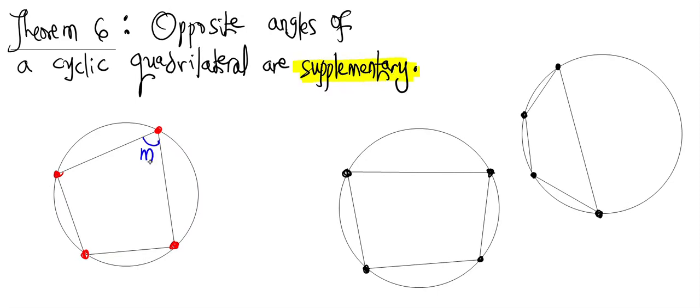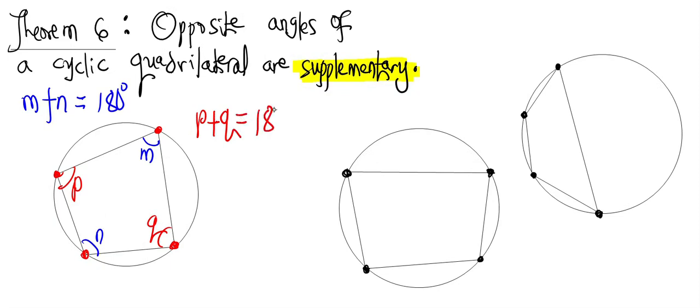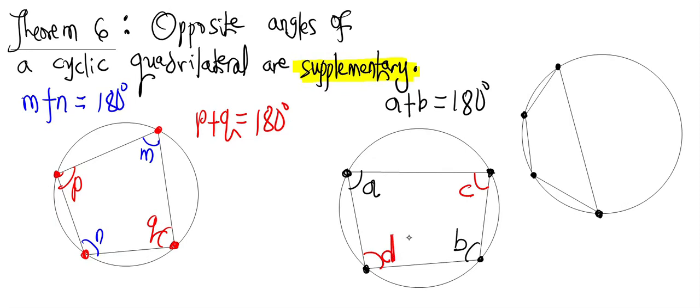So here is M and this is N, opposite. So we can say M plus N must add up to 180 degrees. We have P here and we have Q here, so we say P plus Q must also add up to 180 degrees. Opposite angles. Here this is A, for instance, and this is B. A plus B must add up to 180 degrees. Here if this is C and this is D, for instance, C plus D must also add up to 180 degrees. Opposite angles of cyclic quadrilateral.